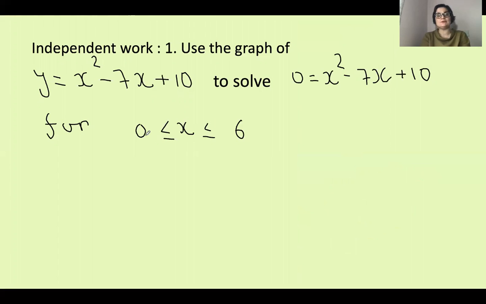So again, what you need to do is draw a pair of axes and a table of values where you place all the values of x from 0 to 6. Make sure the substitution is accurately done, plot the points correctly and join them with a curved line. After you finish the parabola, you see where the parabola intersects the axis. Those 2 points will be the solutions of the quadratic equation x to the power of 2 minus 7x plus 10 equals 0.